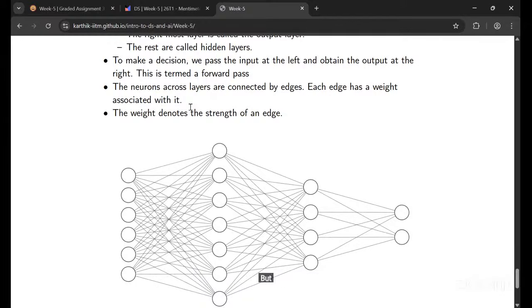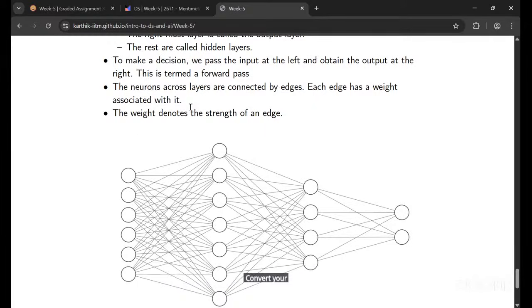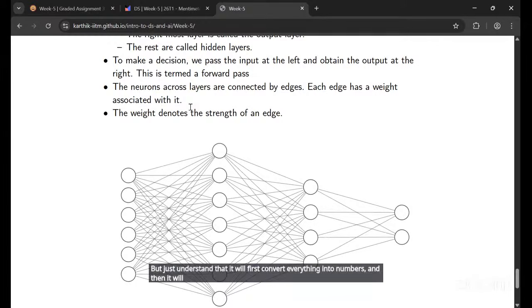But for that, it will first convert the text and image to a numerical vector, okay, and there's a full theory behind it that you have your tokenizers and all of that stuff, which will convert your text and images into vector embeddings. Again, not going into the depth of it, but just understand that it will first convert everything into numbers, and then it will do the processing as it does for numerical data.